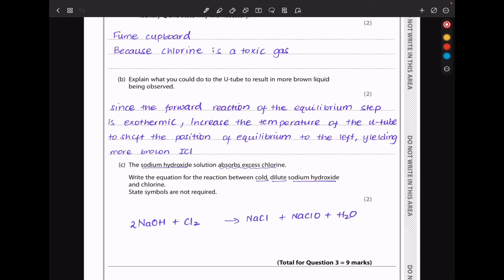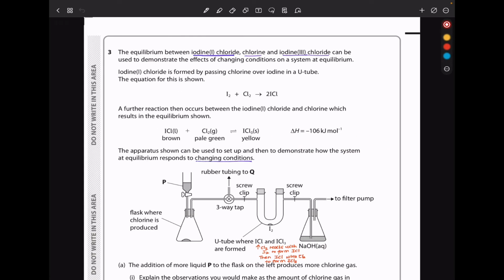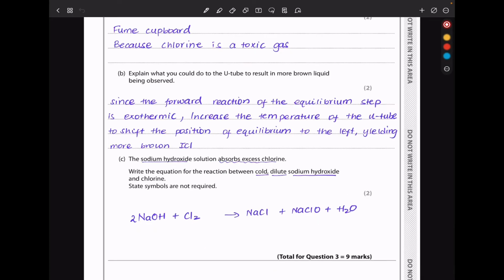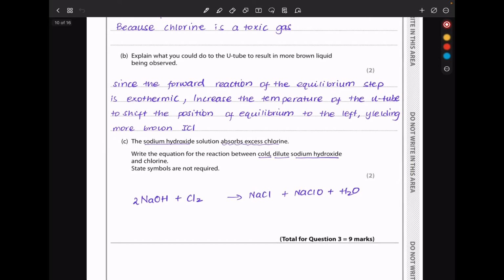Explain what you could do to the U-tube to result in more brown liquid being observed. The brown color is this. To increase the yield of the brown color, since the forward reaction is exothermic, we need to increase the temperature to shift the equilibrium position to the left. And so I said, since the forward reaction of the equilibrium step is exothermic, increase the temperature of the U-tube to shift the position of equilibrium to the left, yielding more brown ICl.